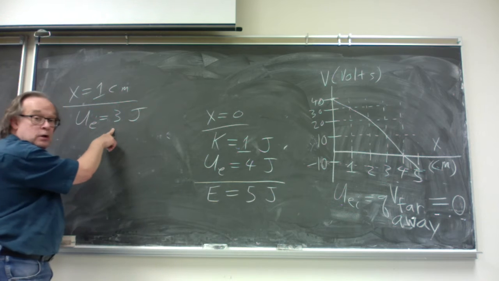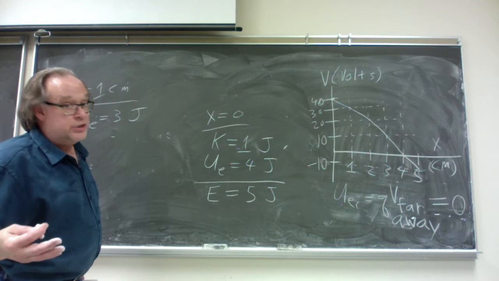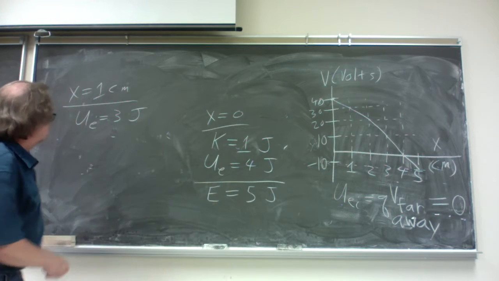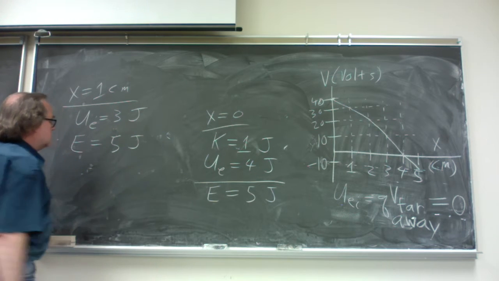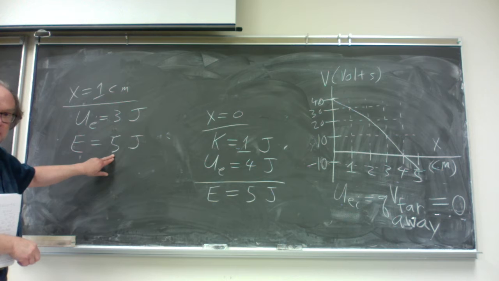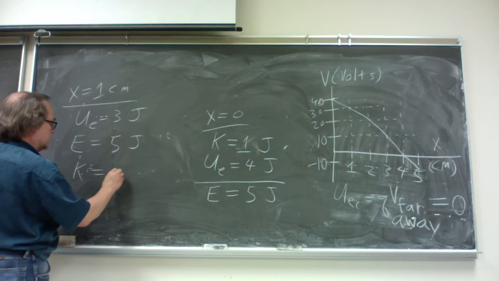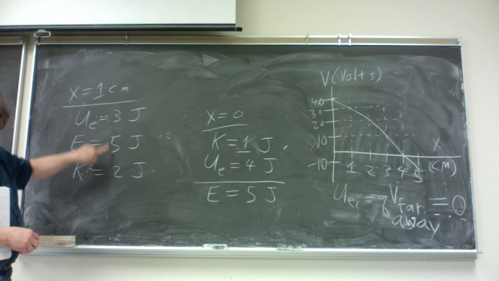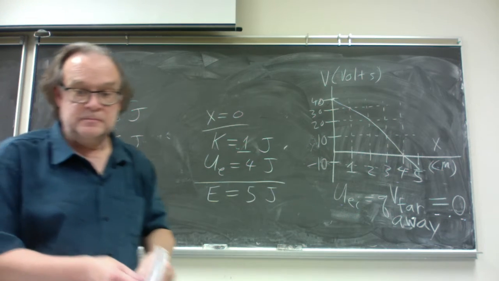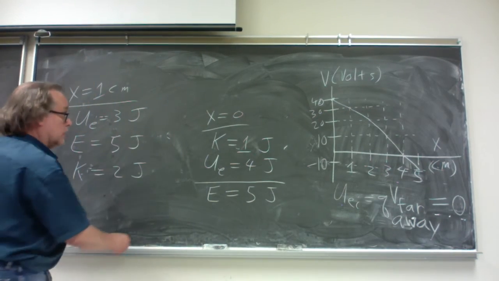So when the charged particle is at this point, x equals 1, the total energy is the same as it was at x equals 0: 5 joules. So, since this total energy is just potential plus kinetic, kinetic has to be 2 joules. 3 joules of potential energy plus 2 joules of kinetic energy gives us 5 joules of total energy.